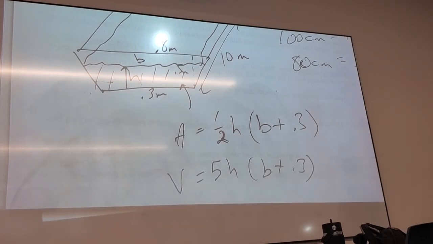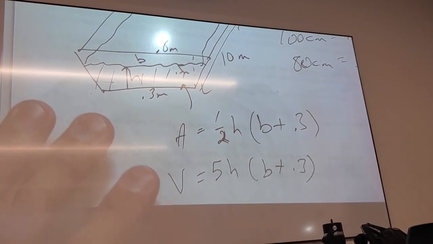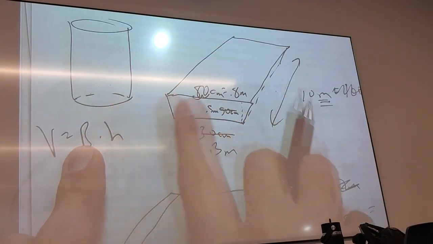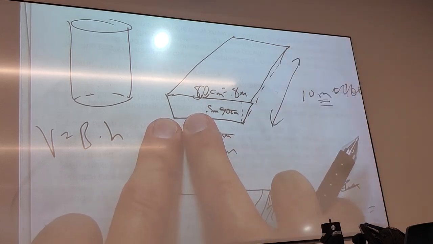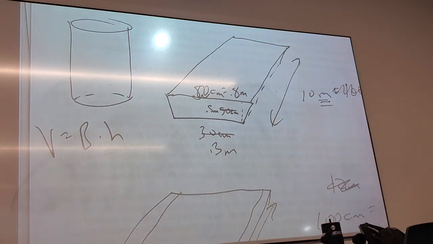Yes? Can you explain when you get the volume again? Oh, sorry. So the idea up here was the volume of any repeated shape is the area of the shape times how many times it's repeated.